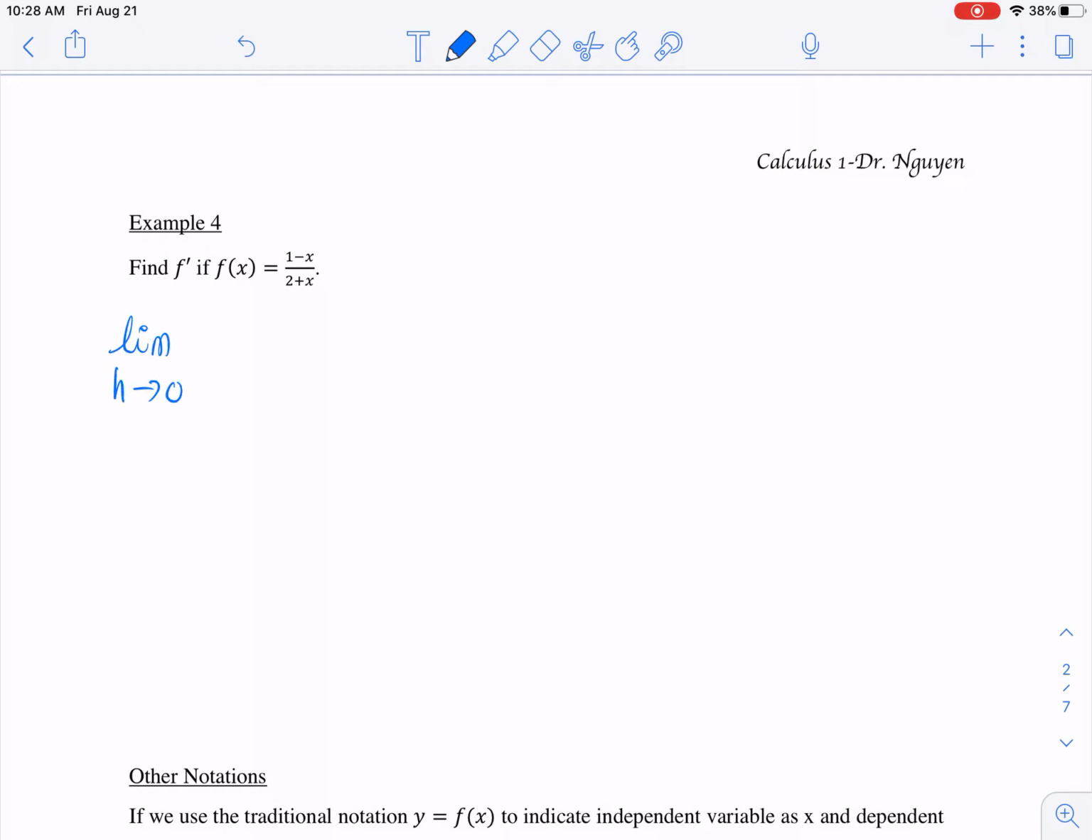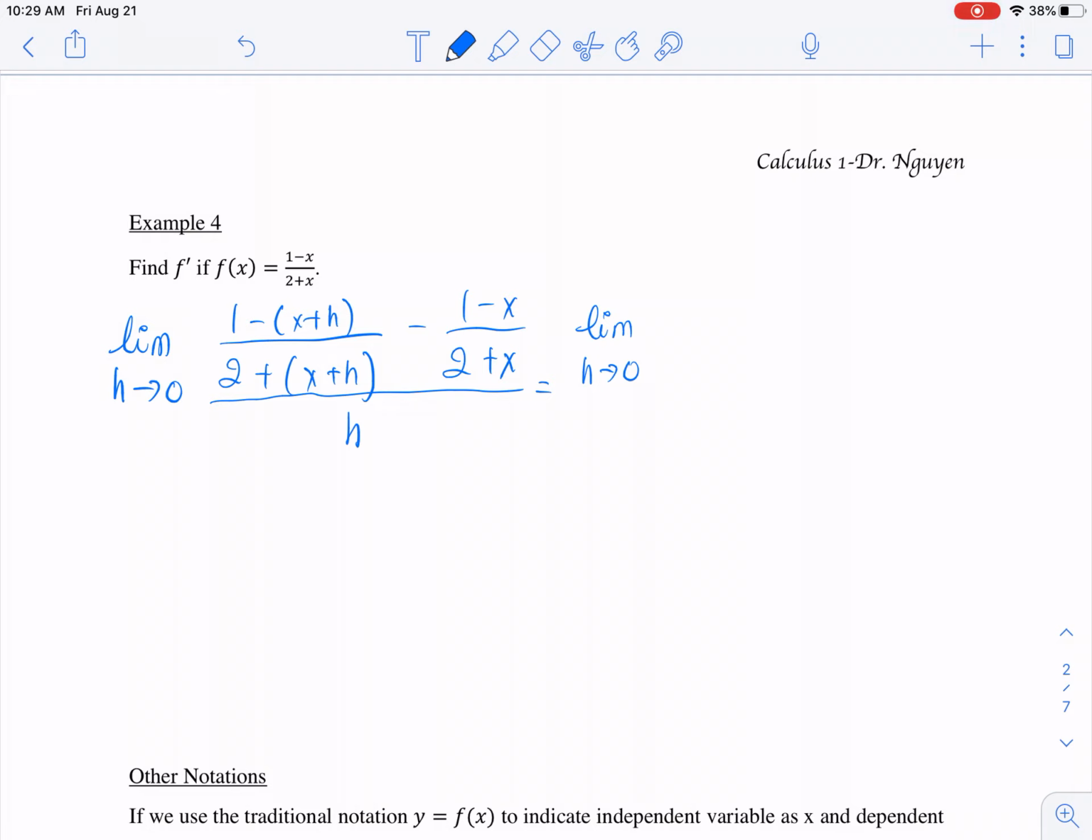So f of x plus h in this case is what? 1 minus x plus h over 2 plus x plus h, minus f of x. So it's minus 1 minus x over 2 plus x, everything over h. Okay, so as you can see, you have to find the LCD. So finding the LCD, I have to multiply the LCD to simplify them.